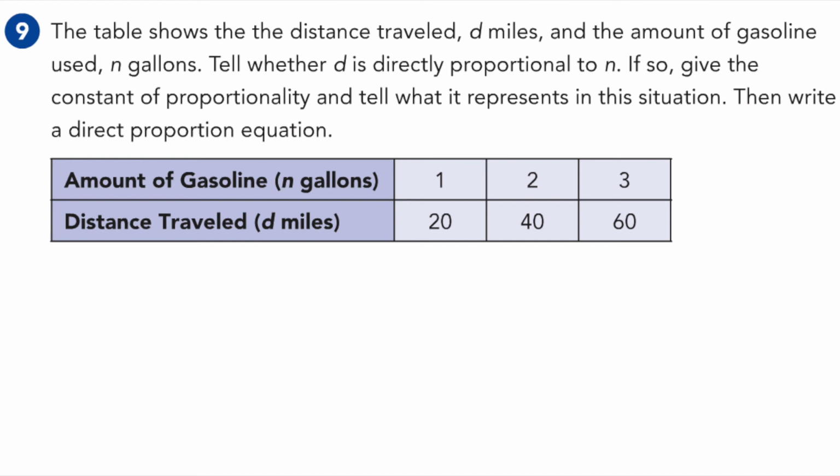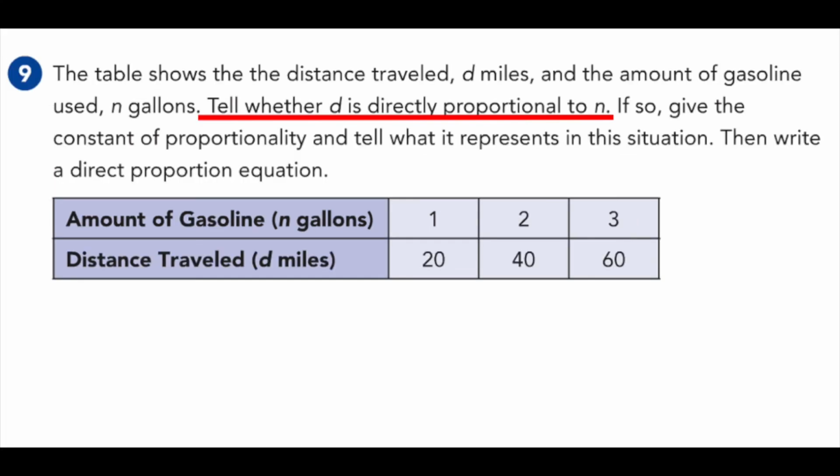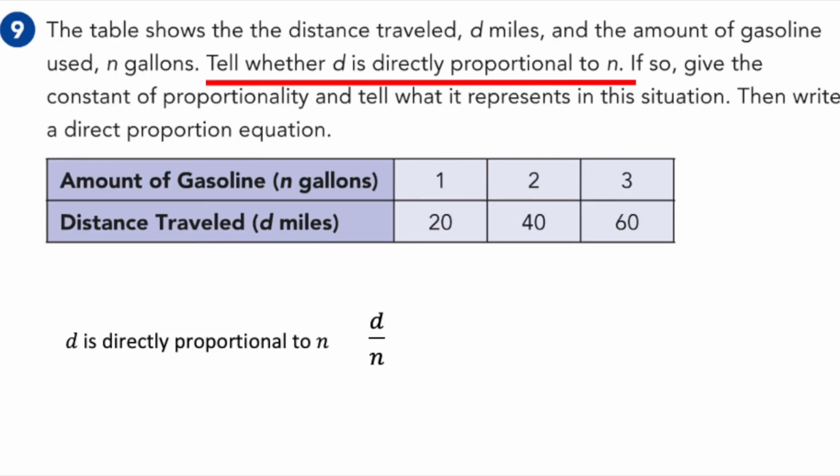In this type of problem, we are not given a y and an x value, so we need to use the words to help us determine what our y and x values are. The line that helps us to do so is where the ratio is stated. In this problem, it is the line that says tell whether d is directly proportional to n. So in this problem, we are comparing d to n, so we would set it up as a ratio of d over n. D would represent our y value, and n would represent our x value.